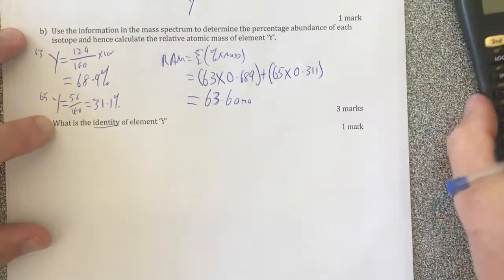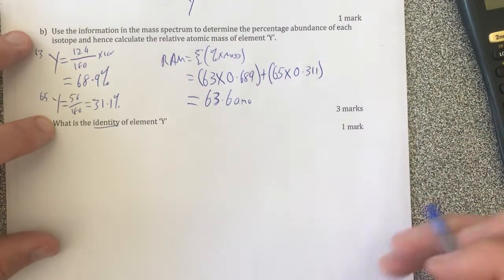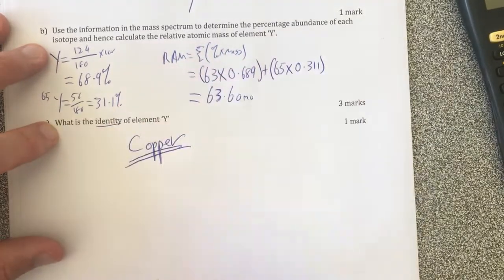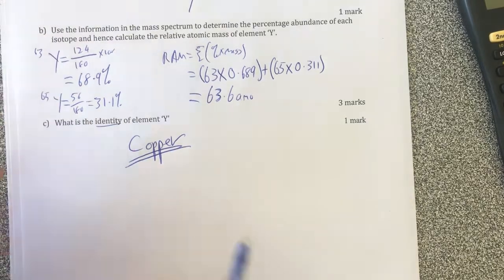Alrighty, what is the identity? I go to my periodic table and I look at what this is, and I'm pretty sure it comes out as being copper. Give or take, I think copper is actually 63.5, but it's the closest thing on the periodic table to that.